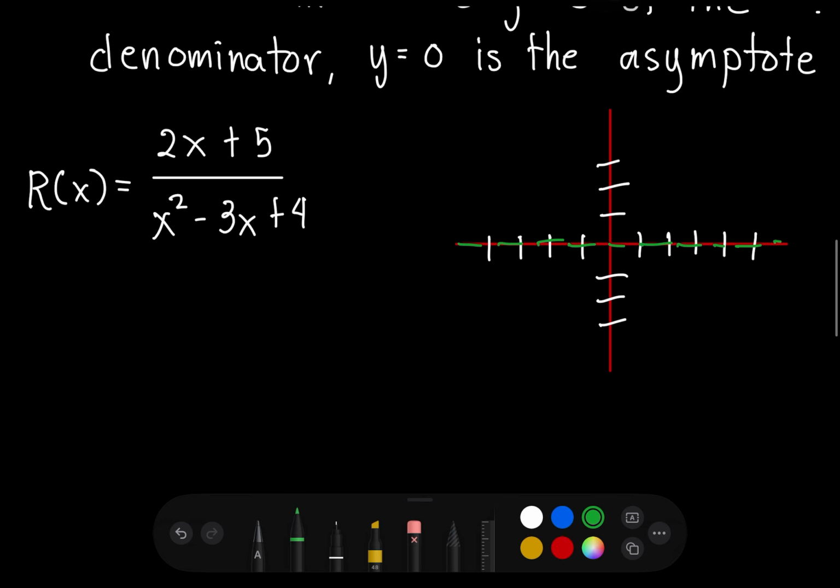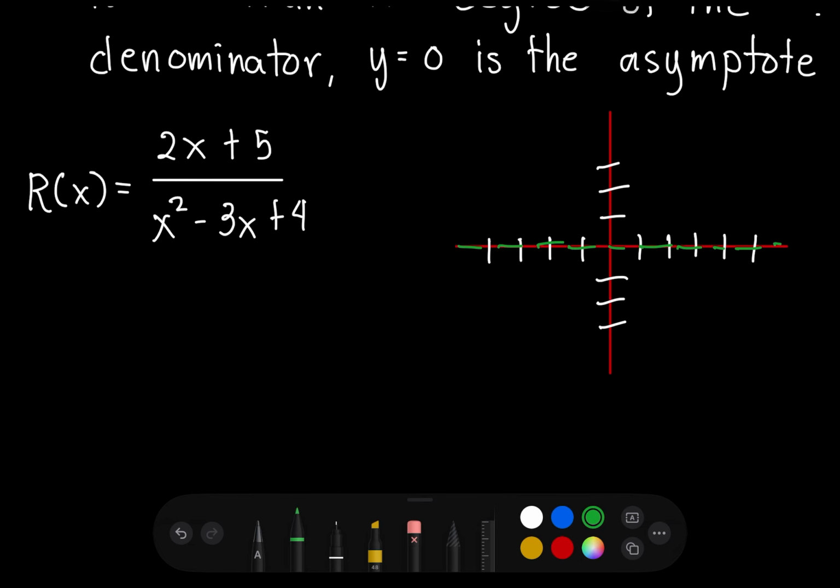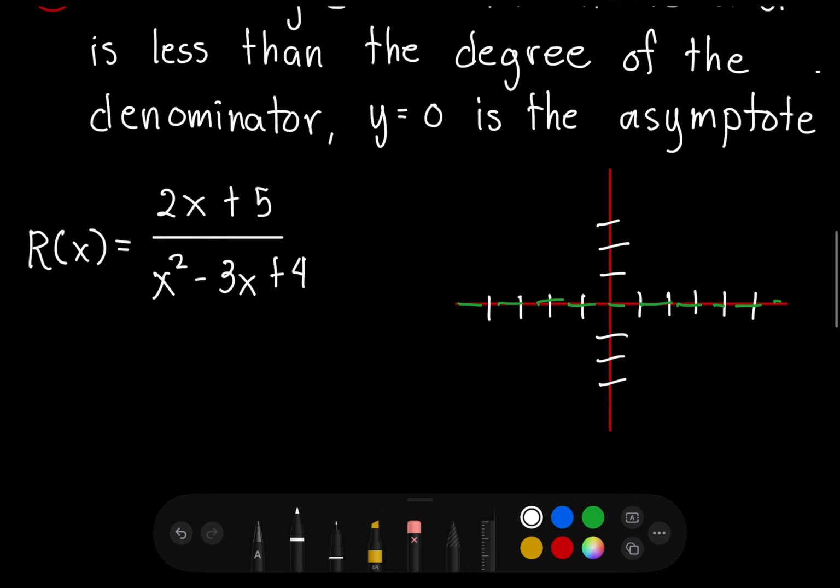Okay, so let's have this example. Let's see if this rational function has y is equal to 0 as its asymptote. So we have 2x plus 5 over x squared minus 3x plus 4. So on that case, again, let's just focus on the degree. Pero paano ba natin mahanap yung degree? The degree of a certain polynomial function is just the highest exponent of its variable. Okay? Again, the degree of a certain polynomial function is just the highest degree of its variable.